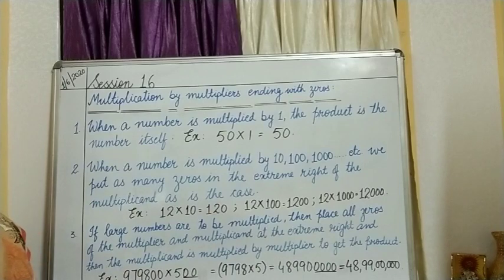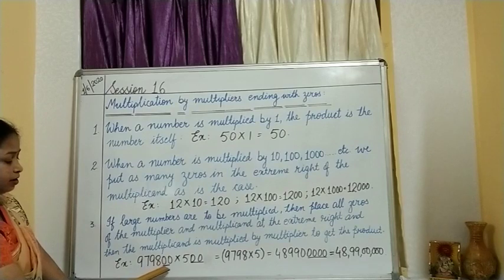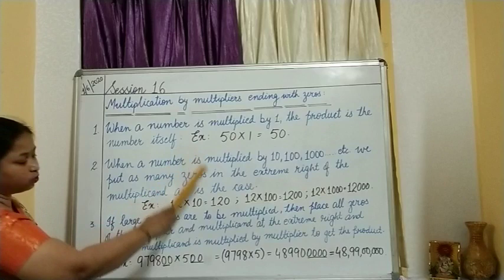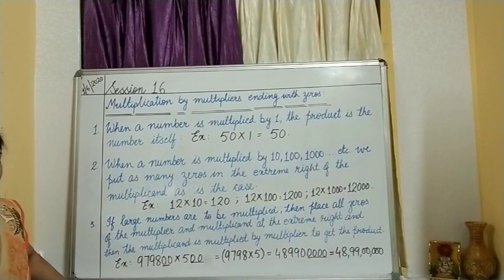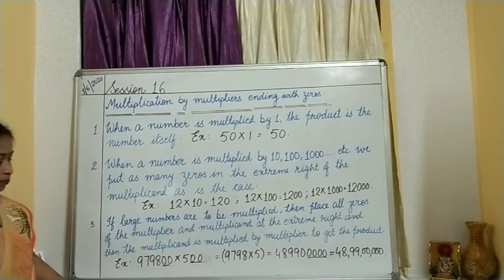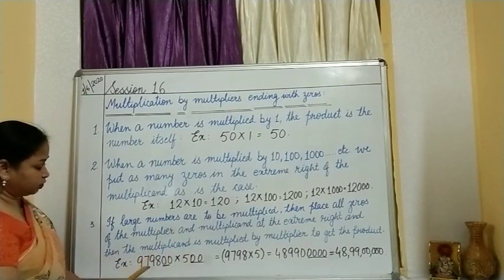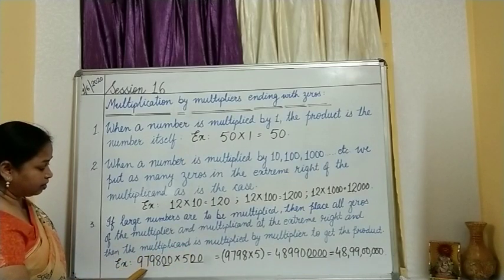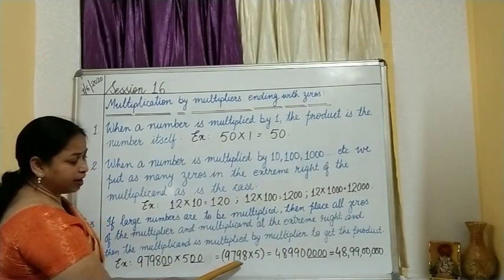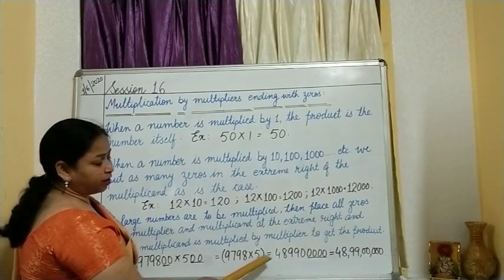As you can see, the number given for multiplicand is 9798000. Okay, it is multiplied by 500. So according to the rule we have learned, we will first check how many zeros are there. Here 3 zeros and here 2 zeros. Now for the time being I have ignored these zeros, and I have taken 9798 and 5 in a bracket and then multiplied it. Okay, so 9798 multiplied by 5.